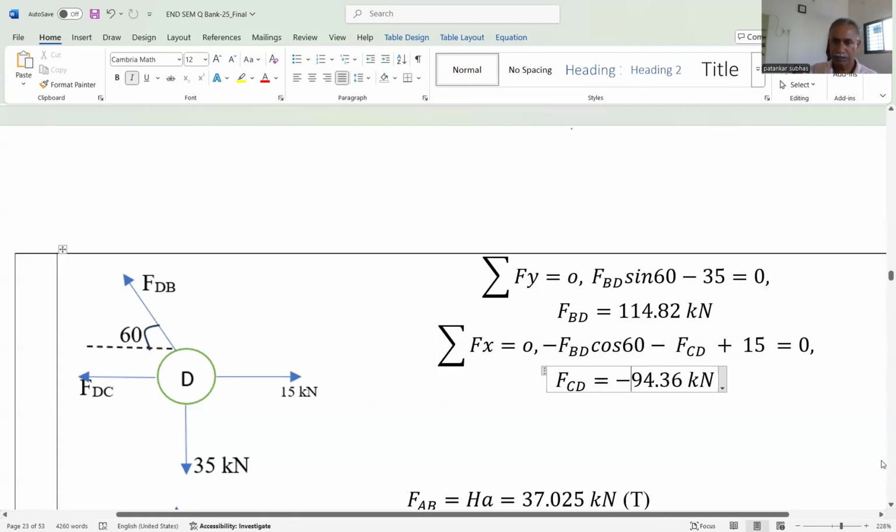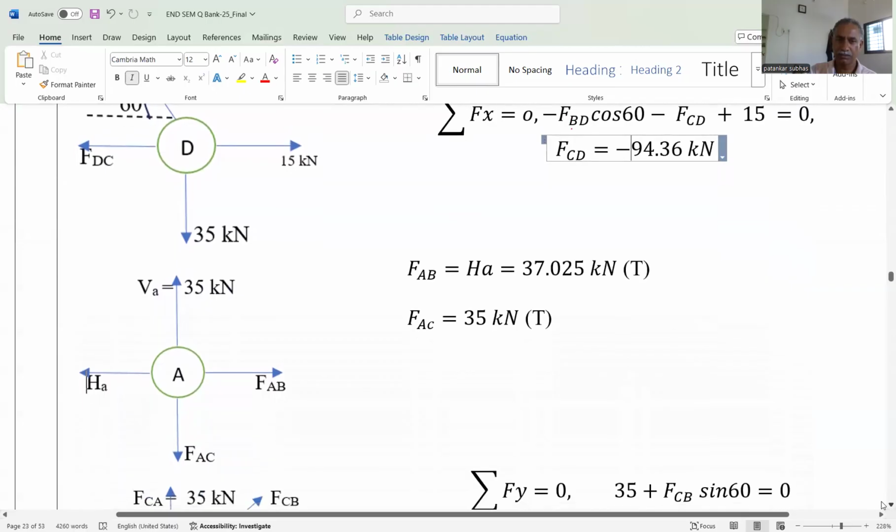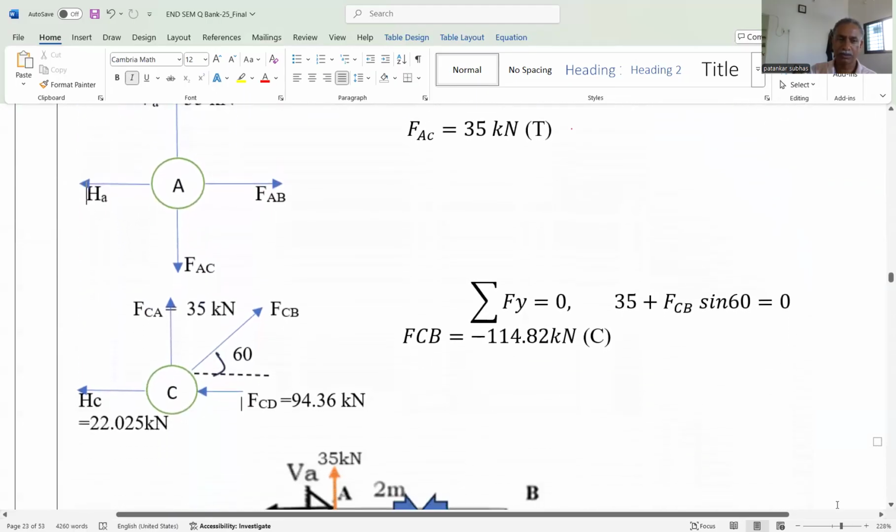Once we know this force, we have already discussed joint A and joint D, and lastly we consider joint C. At joint C, there is an inclined member, the horizontal reaction at C, the force in member CD which is compressive, and the force in member CA or AC. From this we get the force in member CB. Apply summation Fy is equal to 0 or Fx is equal to 0. So we get again minus 114.82. That means the force is, sorry, compressive, not tensile. Initially we considered tensile.